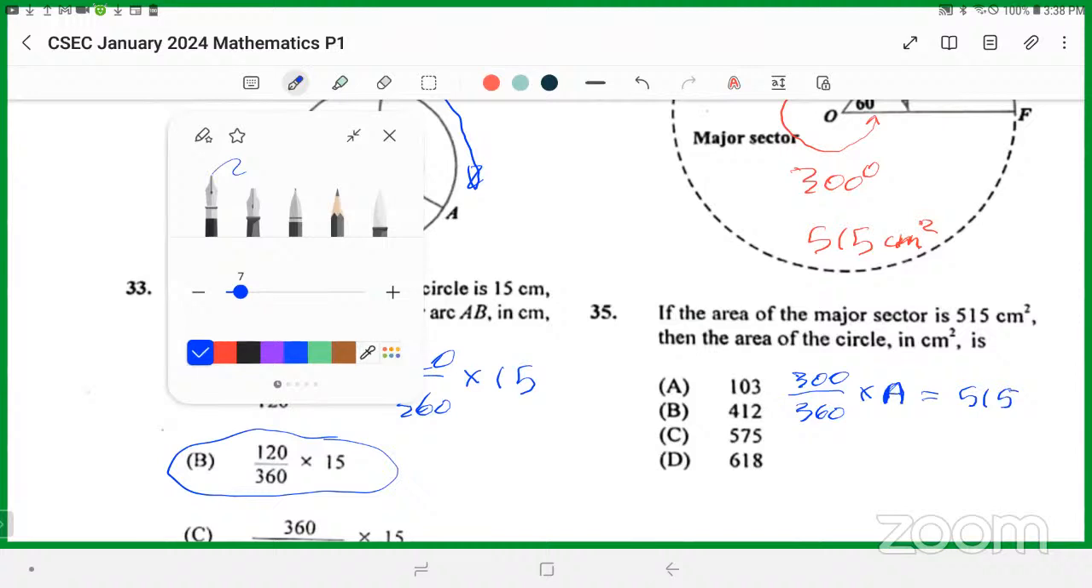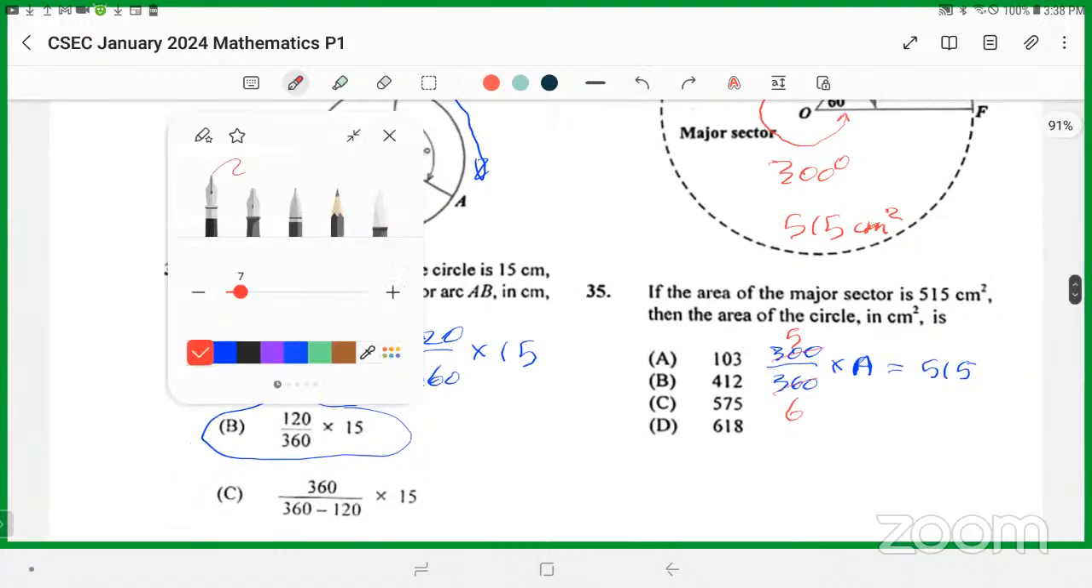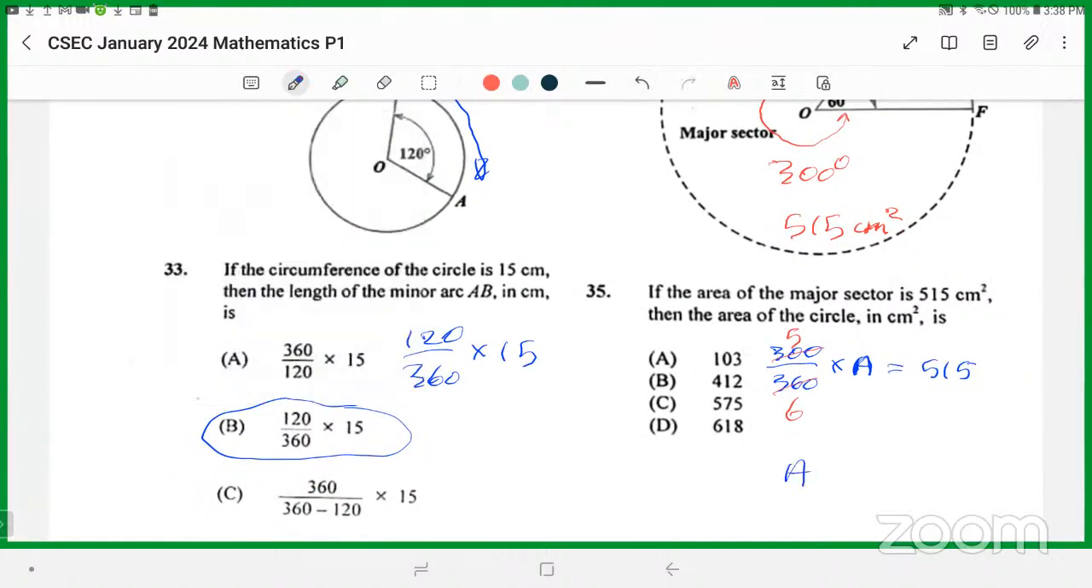So this little fraction here, we can divide each of them by 60. Divide this by 60, we get 5. Divide this by 60, we get 6. So to find the A now, we need to multiply by 6 and divide by 5. So the A becomes equal to 515 times 6 over 5. That's what we're trying to find.